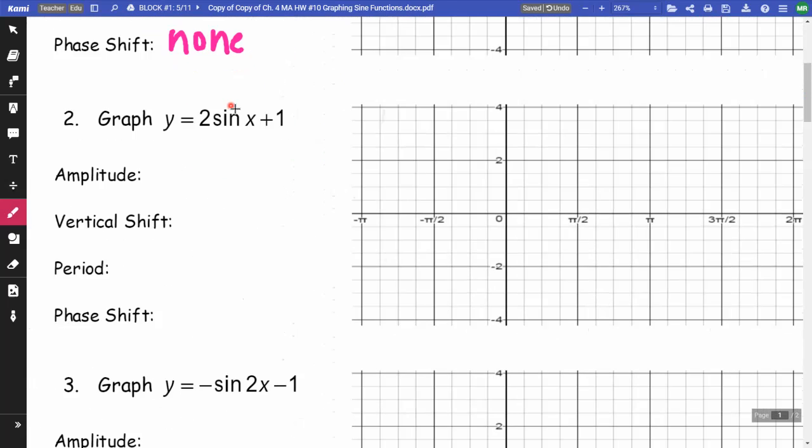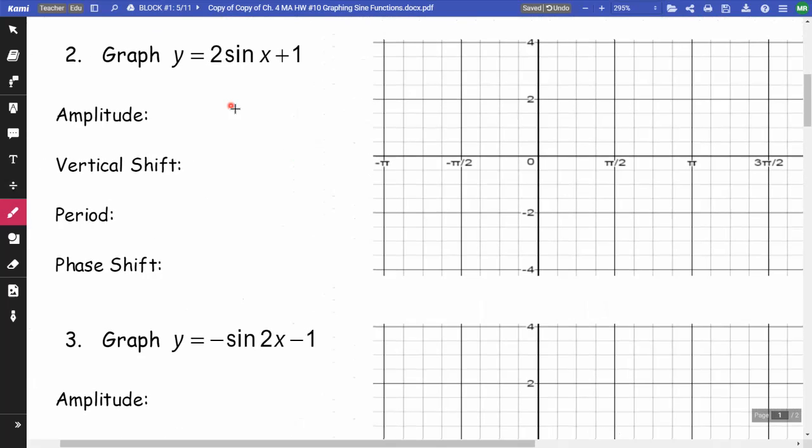On the next one, my amplitude is going to be 2 because of this. My vertical shift is going to be +1 because of this. I'm going up 1. My period, there's nothing in front of my x, so this is still going to be 2 pi. And my phase shift is going to be none because there's nothing being added or subtracted in parentheses with my x.